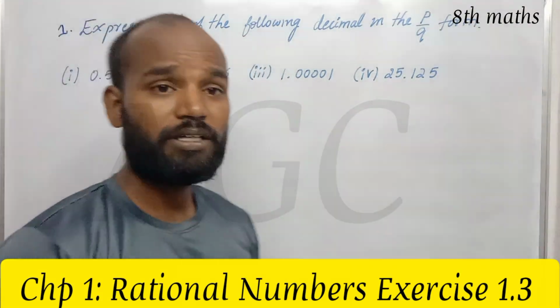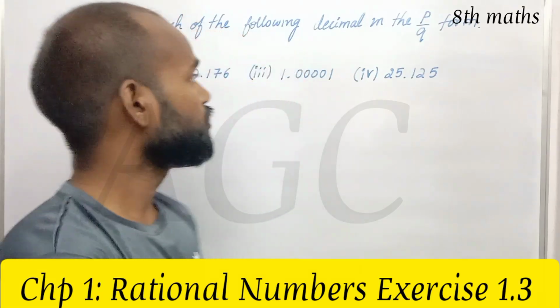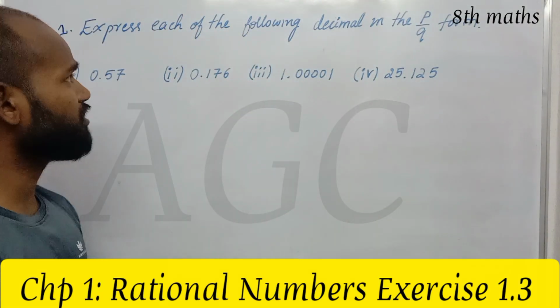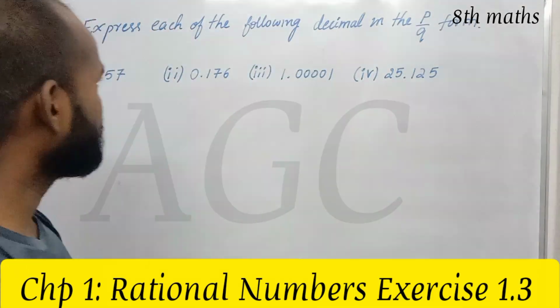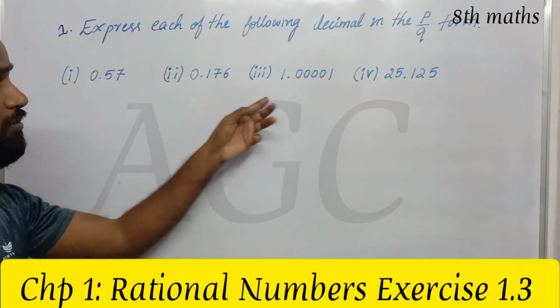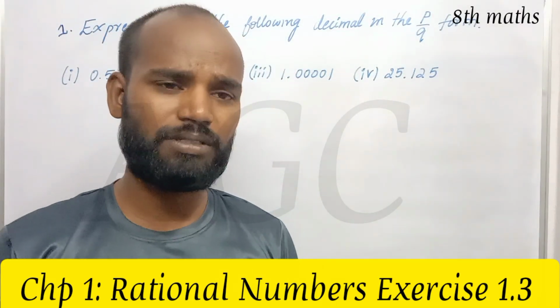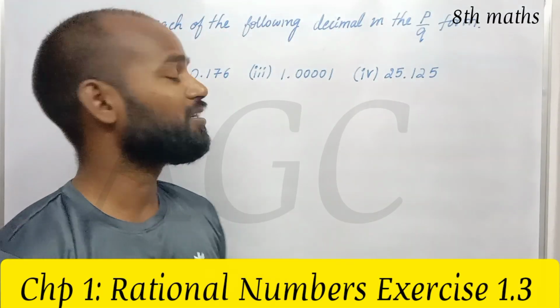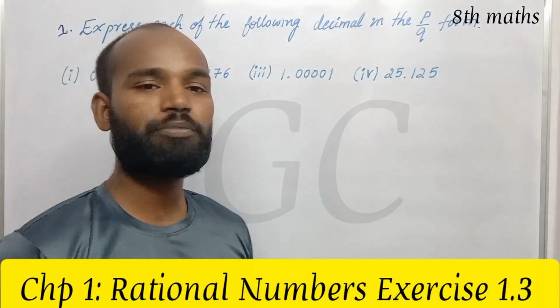So today we are in exercise 1.3, rational numbers. The first bit is: express each of the following decimals in the p by q form. The first question is saying that we need to express the decimal numbers in the p by q form, that is nothing but rational form. It is very simple and very easy. I will explain one thing, then you will go for the remaining problems very easily.